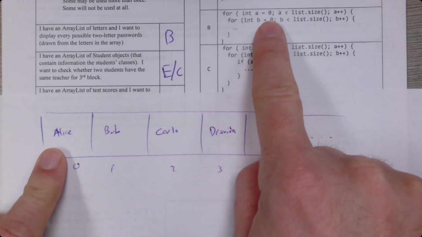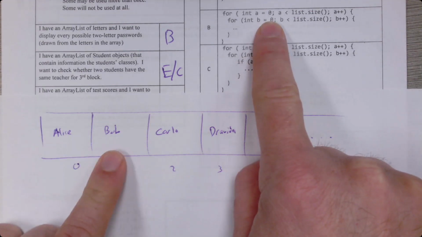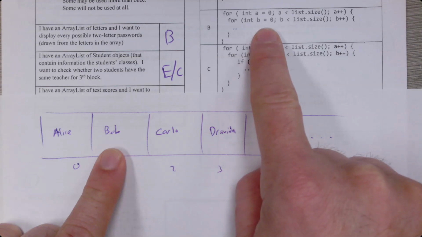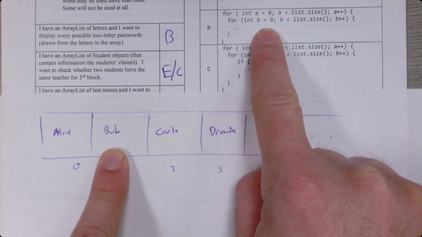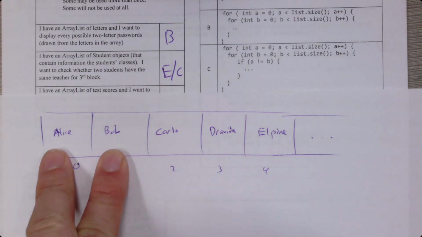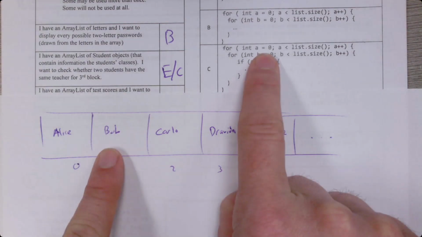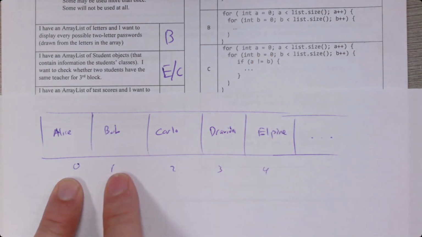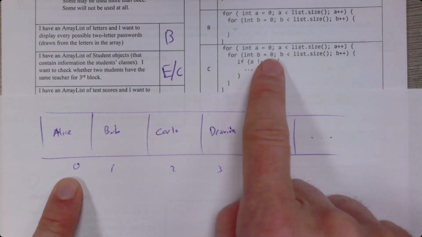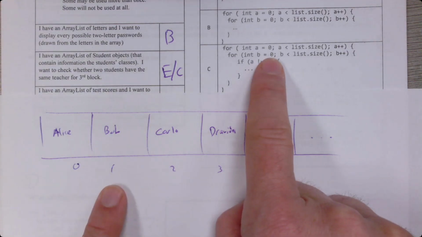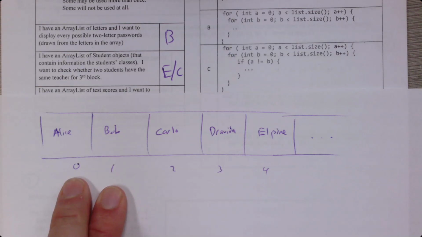Now let's say that we're back up at A equals 1, so we're checking Bob. We'll have B load to 0, and so now we're checking Bob and Alice. There's nothing wrong with checking Bob and Alice, but the problem is we've already done that once. We checked it when A was 0 and B was 1. And then later on, we're going to check it when A is 1 and B is 0. So we're going to check every pair twice.